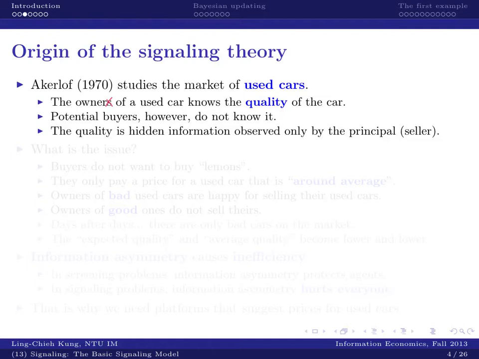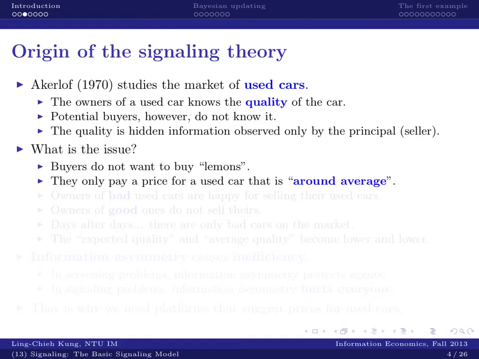This is the case when you want to buy a used car. Even though the owners provide any kinds of certificates or any kinds of proofs to you, if the owner only promises you that the car is very good, you just do not believe it, right? So the quality is hidden information, and the quality is observed only by the principal. In this case, it is the seller, because the seller is the one asking for a price. So there is an information asymmetry. The owner knows something, but the buyer does not.